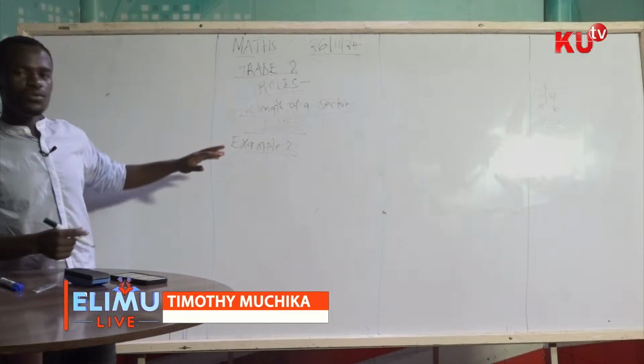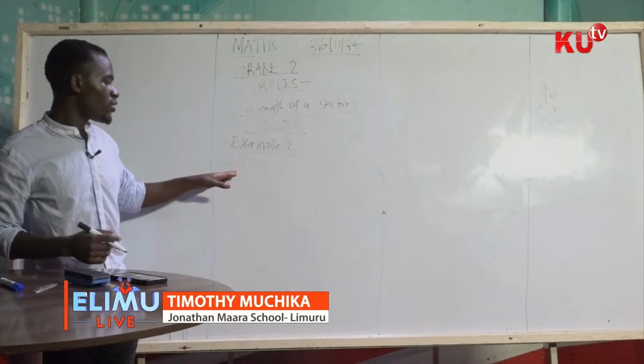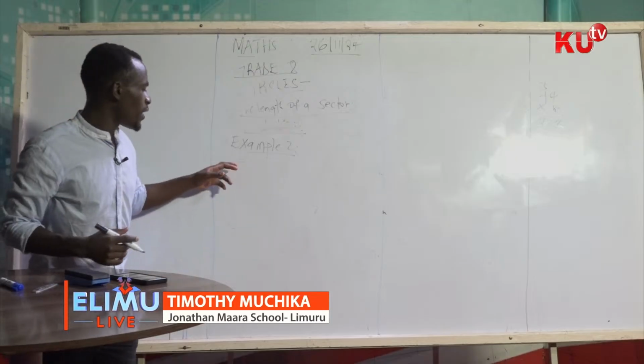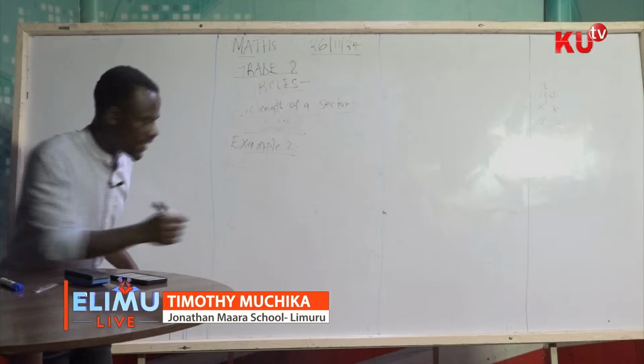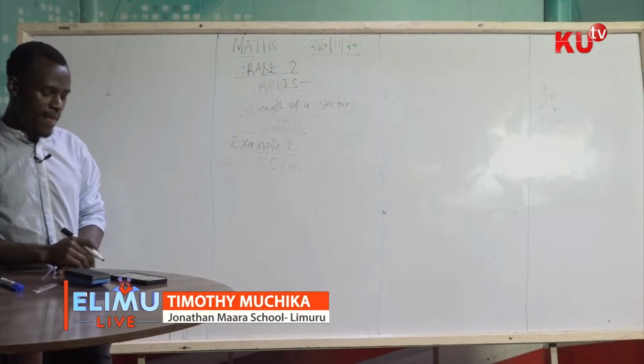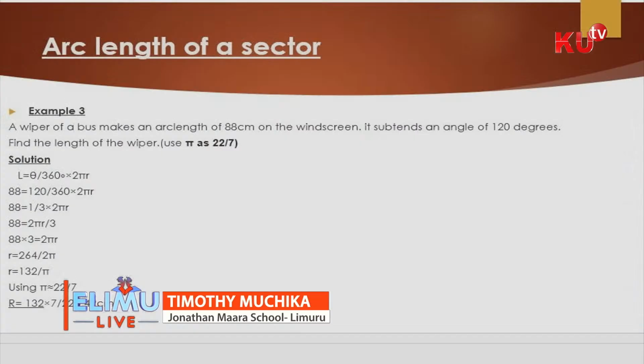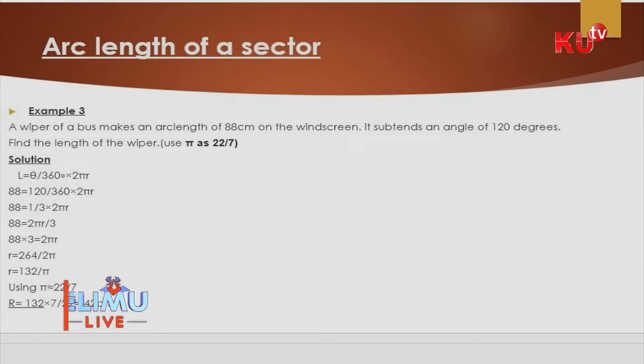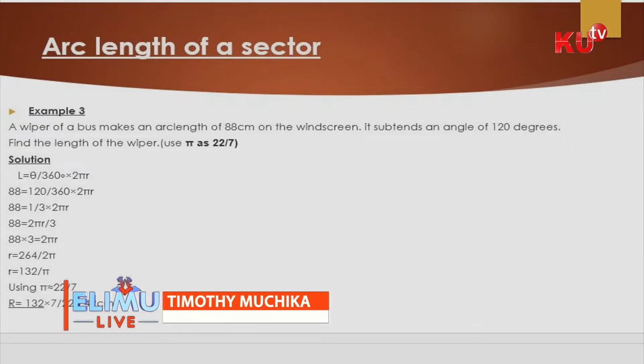In the other situation, we've been finding the arc length. But in this situation, we are finding what? We have been given the arc length first as 88 centimeters. Then we are told, a wiper of a bus makes an arc length of 88 centimeters on the windscreen. It subtends an angle of 120 degrees. So you are told to find the length of the wiper. So in short, they are telling you to find the radius.